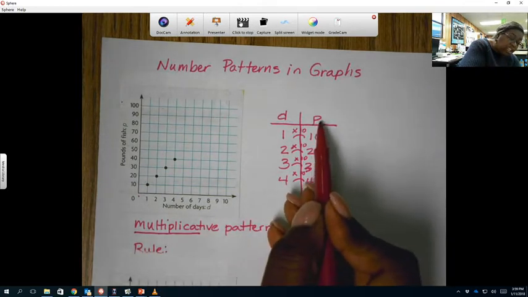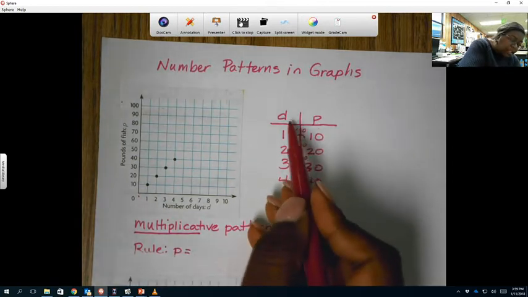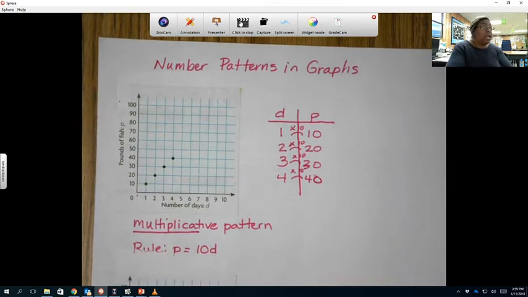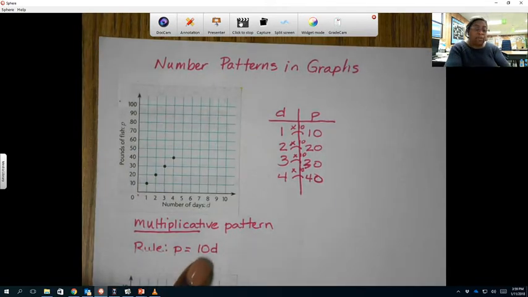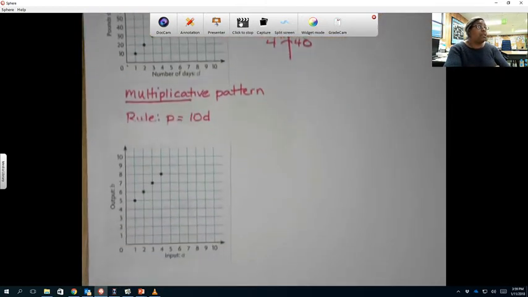In order to get the output, which is P, I'm going to take D and multiply it times 10. Remembering that when I place the number in front and the letter in the back with no operation sign, you're going to infer that that is multiplication. Okay? Let's try another one.